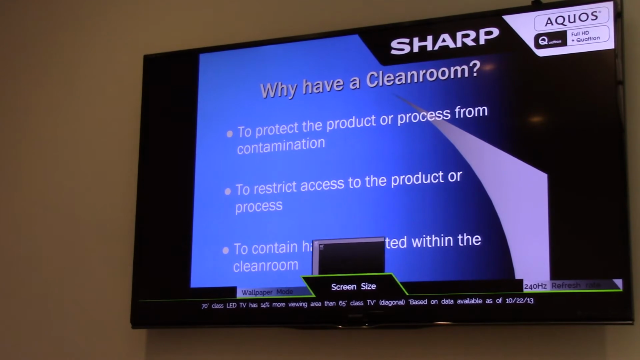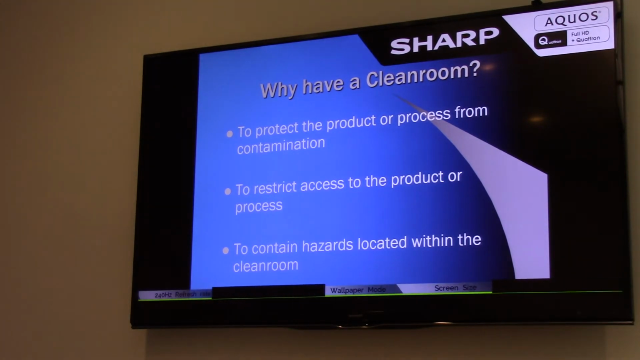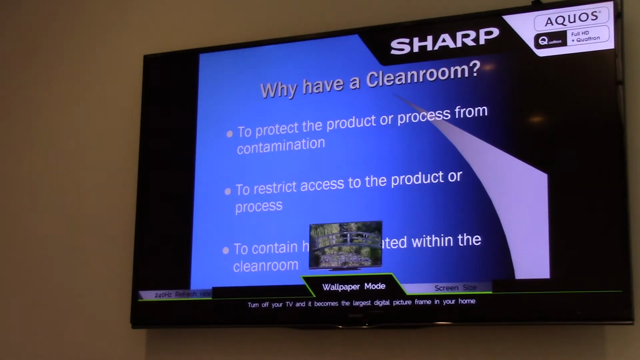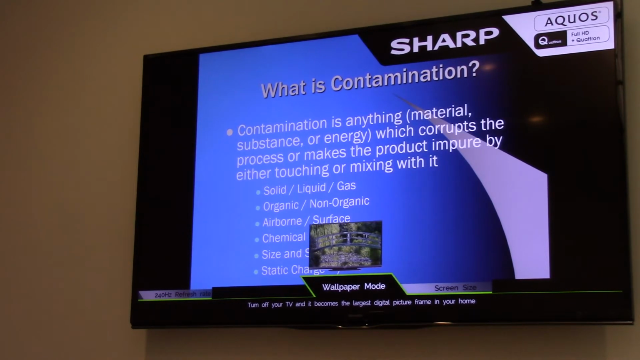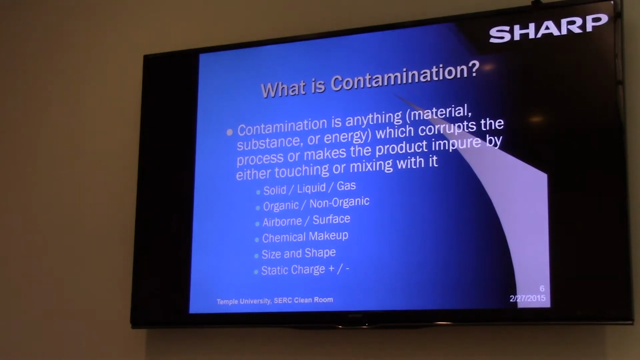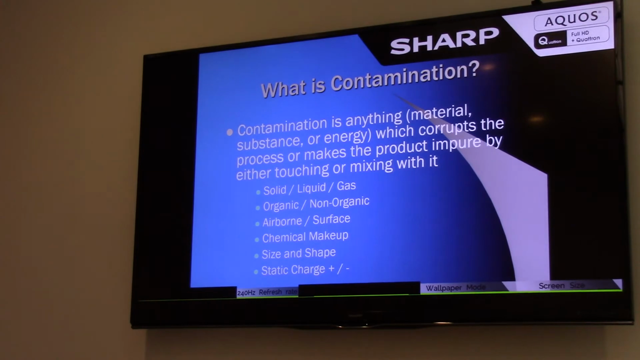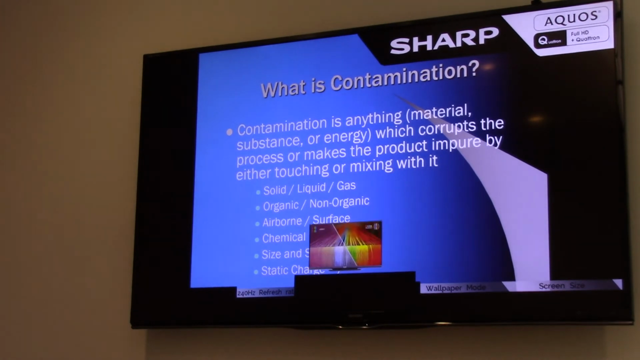So why have a clean room? To protect the product or process from contamination, to restrict access to the product or process, to contain hazards located within the clean room. So what is contamination? Run through here, you can see that: solid, liquid, or gas, organic or non-organic, airborne, surface, chemical makeup, size and shape, static charge.